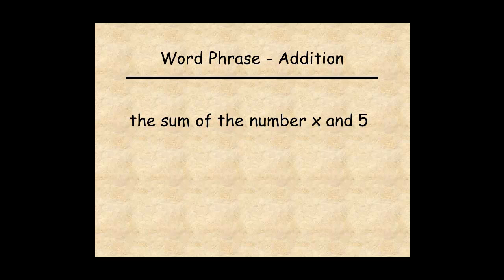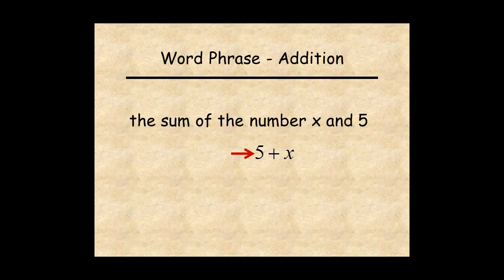It's important to be able to write an algebraic expression for a given word phrase. For addition, the phrase the sum of x and 5 is written as x plus 5. For addition, the order doesn't matter. Because of the commutative property, x plus 5 and 5 plus x are equivalent.